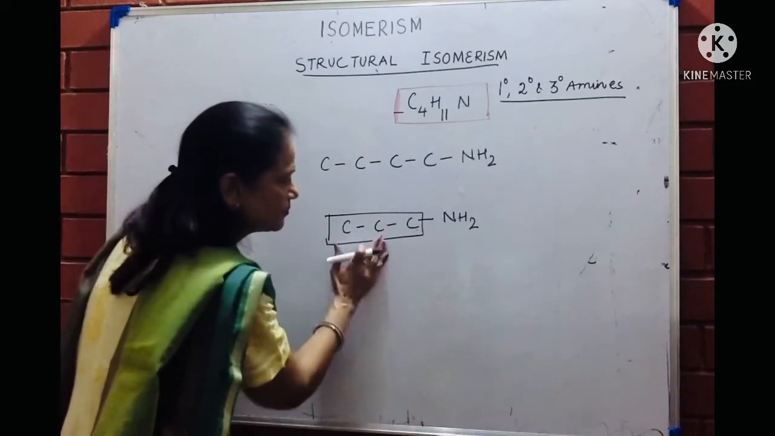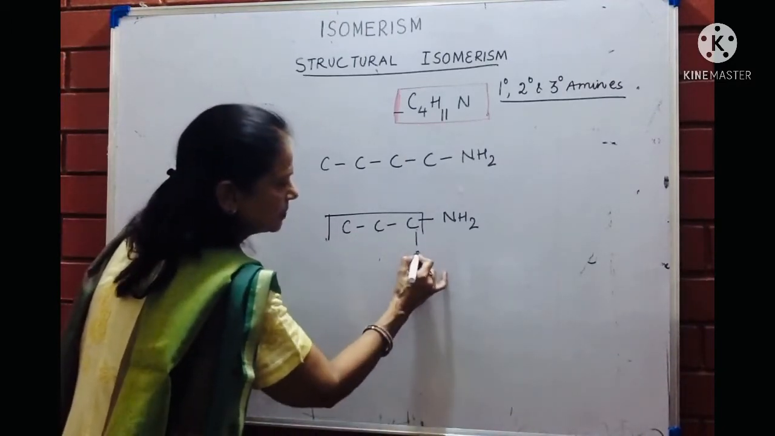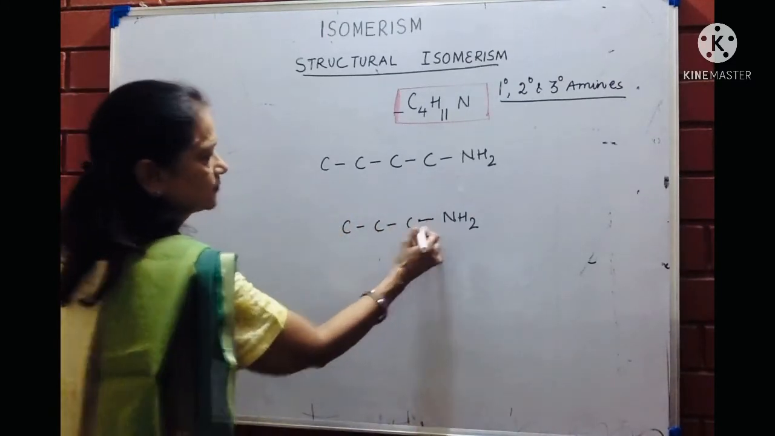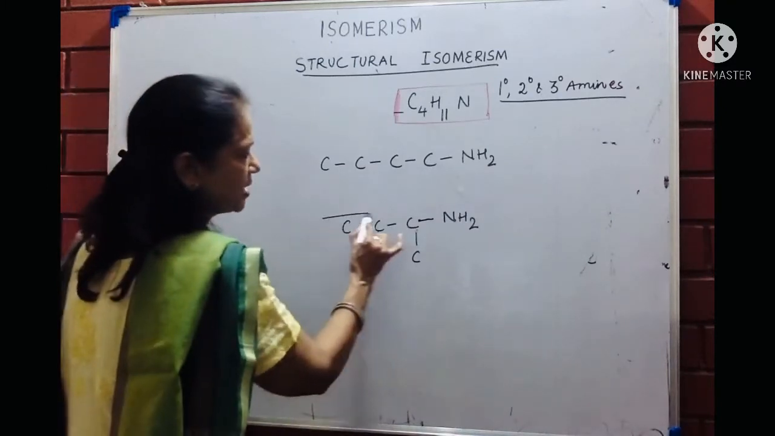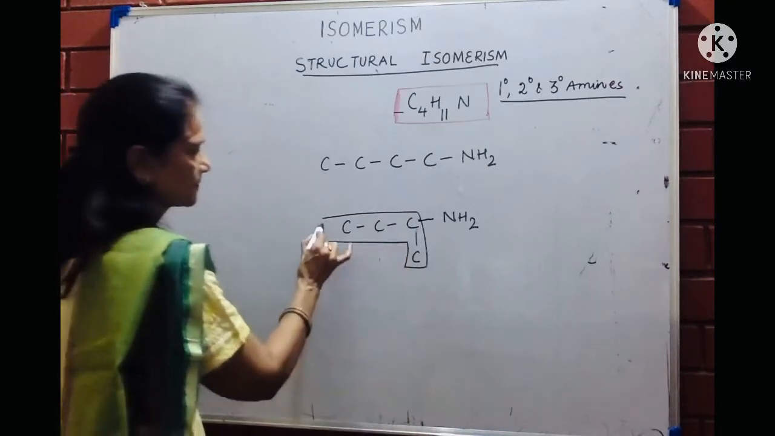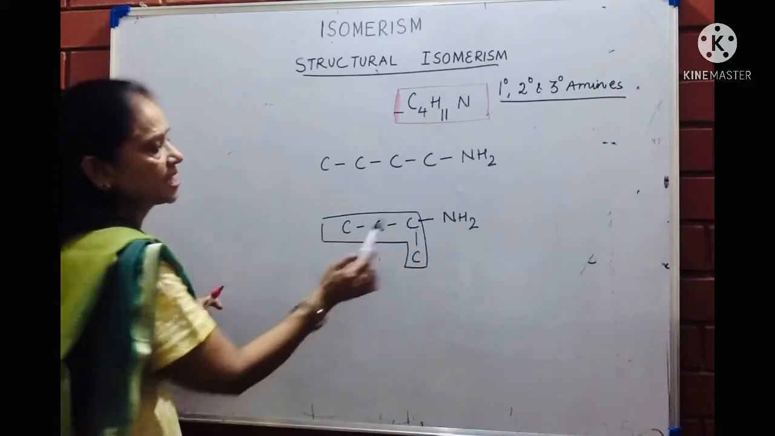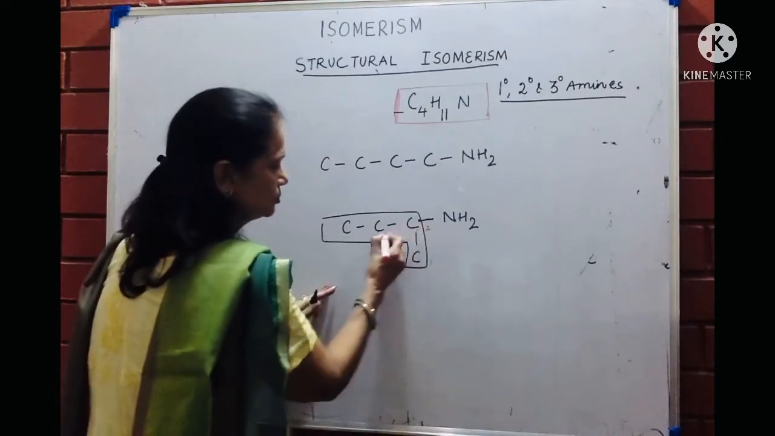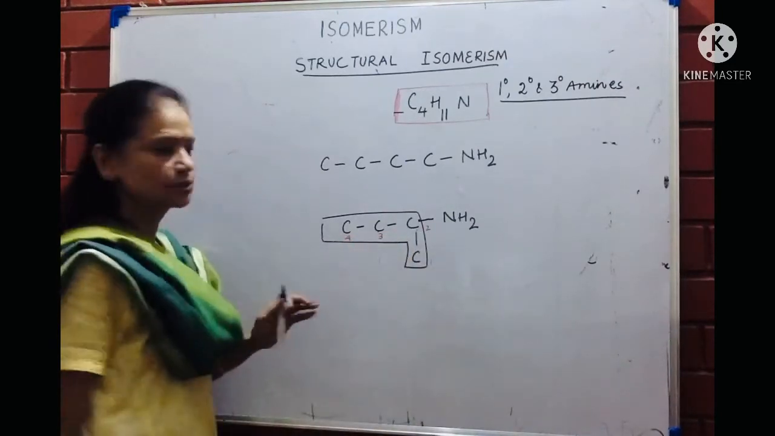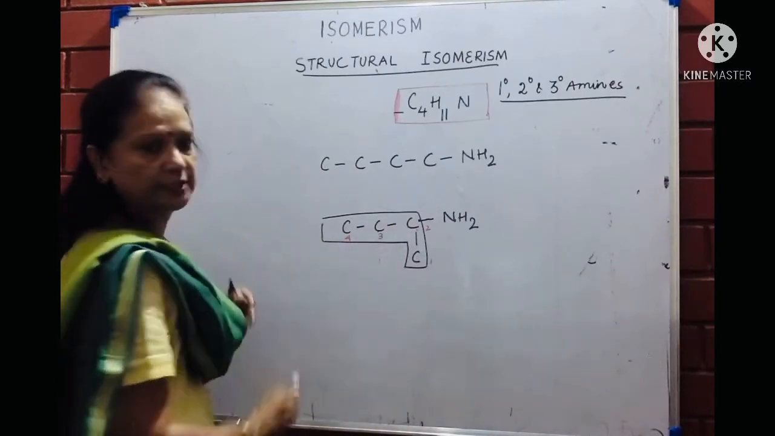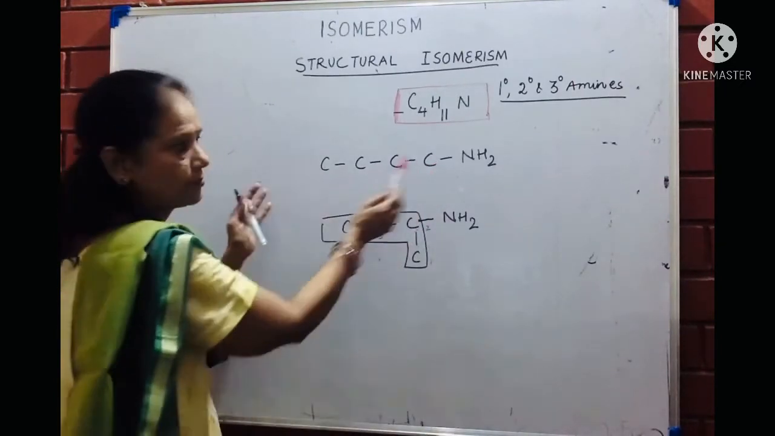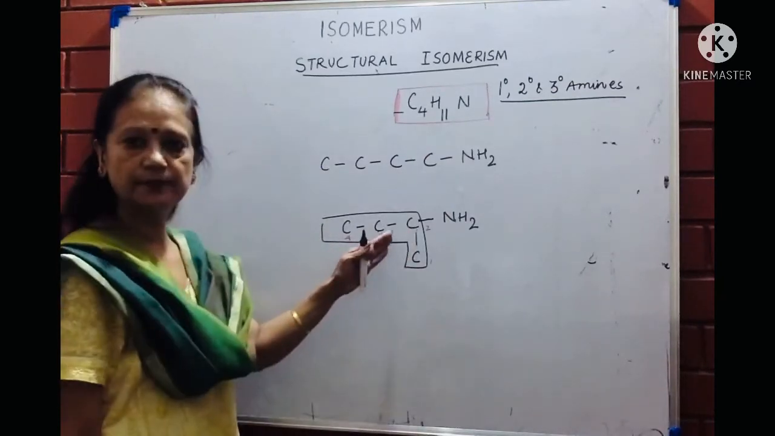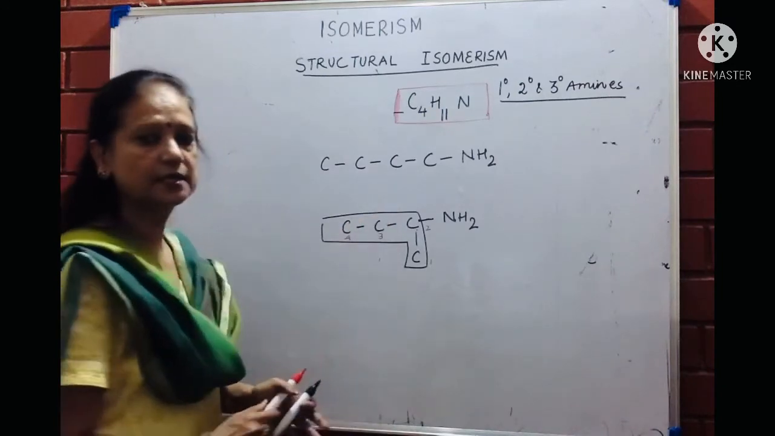If I make this branch here instead, my parent chain will become this. If the parent chain becomes this, that means I have shifted NH2, because now I'll have to count from here 1, 2, 3 and 4. So this will become 2-aminobutane. This was 1-aminobutane. The amino group was present at place 1. Now it is present at place 2. So never make a chain like that.